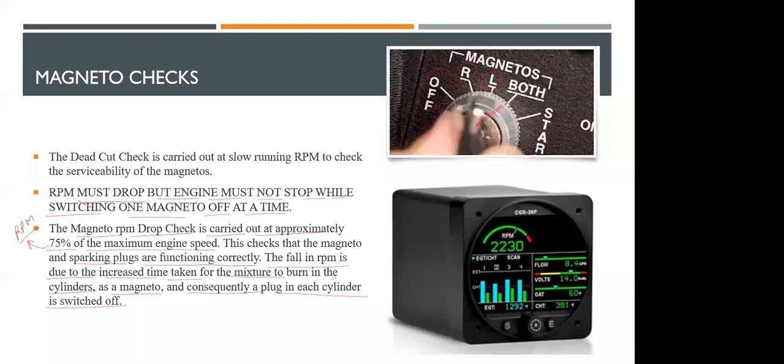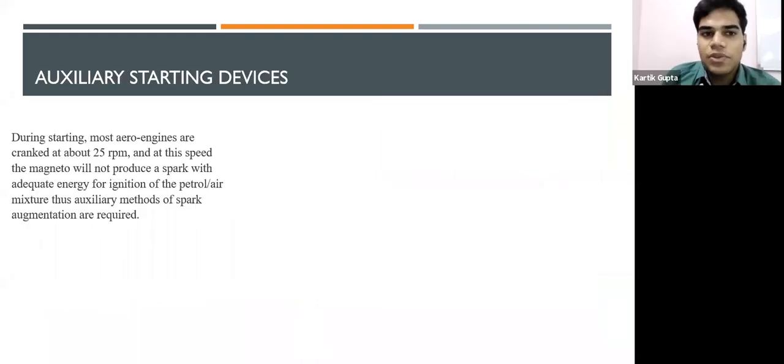No. Okay. So as I was telling you, the magnetos, during start, most of the aero engines are cranked at about 25 RPM. So when you crank, your propeller spins at 25 rotations per minute. At this speed, the magneto will not produce a spark. The magneto has to spin a lot faster with adequate energy for ignition of the petrol and air mixture. Thus, auxiliary methods of spark augmentation are required. I had given you clues before also.